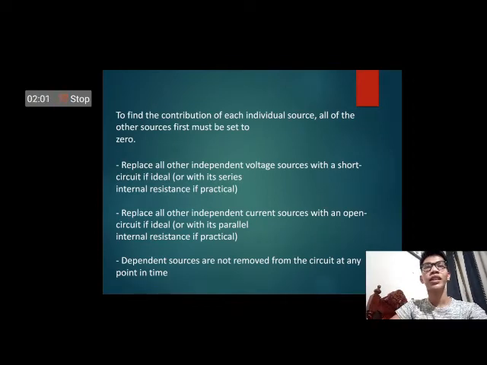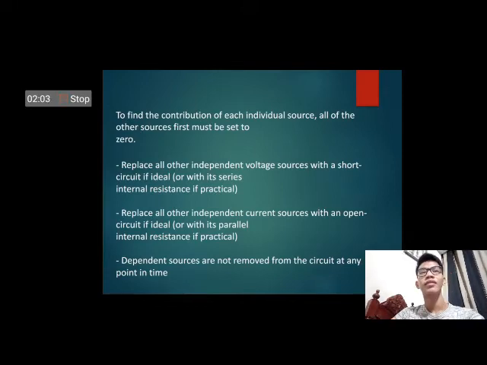So kapag nakuha na natin yung mga values ng bawat source when they are acting alone, kailangan natin silang i-add or solve algebraically together with the values from the other sources when they are acting alone, para makuha natin yung actual voltage drop or current kapag lahat ng sources ay nag-act together. Take note guys, kailangan natin i-consider yung polarity ng voltage drop at yung direction ng flow ng current kapag magsosolve na tayo algebraically. So makikita naman natin yan mamaya.